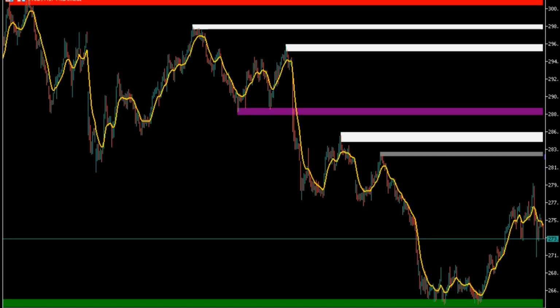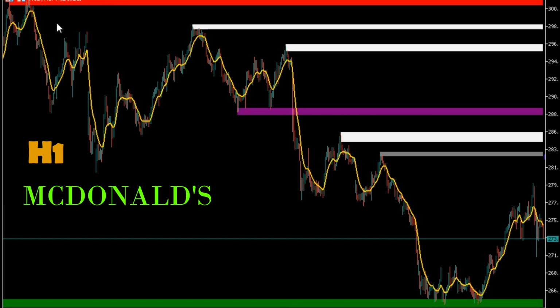So guys, right now the quick question is, how do we trade these zones? As you can see, we have the red and we have the green. And this is an H1 chart of McDonald's. So how are we going to trade this McDonald's chart? As you can see, the sellers took control of the price and started pushing it downwards until it reached this major zone. Price tested this major zone the first time. So what we have to do is wait for price to test this zone the second time.